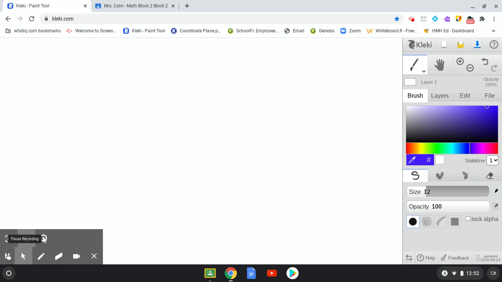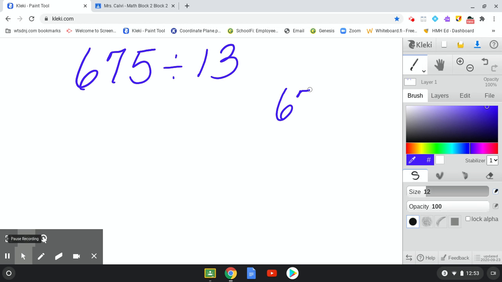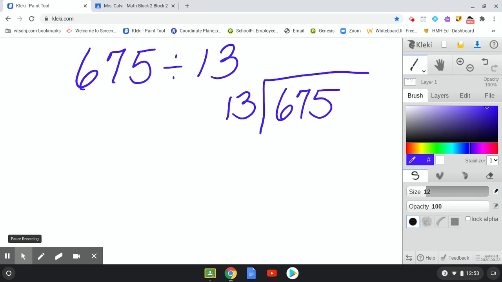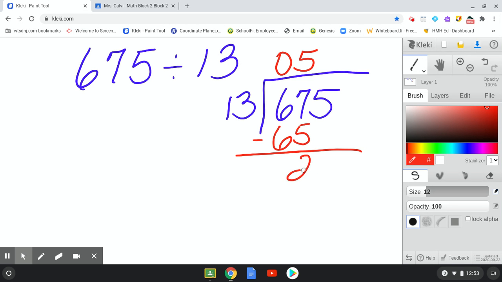So, for example, let's say I was dividing 675 divided by 13. So I would do the math, 675 divided by 13. So 13 does not go into 6, it goes in 0 times, okay? Now I'm looking at 13 going into 67. 13 goes into 67 5 times. 13 times 5 gives me 65. I'm going to subtract. 7 minus 5 is 2. I'm going to bring down my 5.